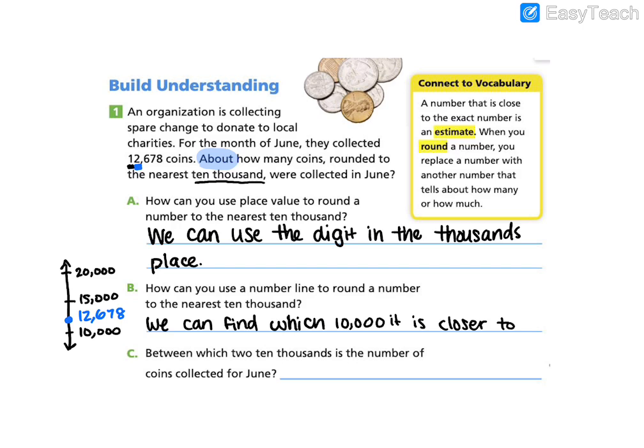Now C is asking us to do the work that I did over here to the side to demonstrate how to use a vertical number line. It is between 10,000 because we have that 1 in the 10,000s place, and 20,000 because that would be the greater number. Now it wants us to show that 12,678 is between these. So we show that it's greater than 10,000 but less than 20,000. So by using those comparison markings, we're showing that number is between these two 10,000s.